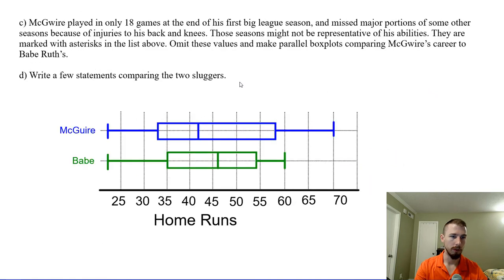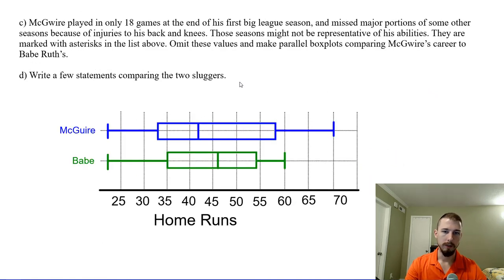That'll be very important. McGwire played only 18 games at the end of his first big league season and missed major portions of some other seasons because of injuries to his back and knees. These seasons might not be representative of his abilities. They are marked with asterisks in the list above. Omit these values and make parallel box plots comparing his seasons with Babe Ruth.